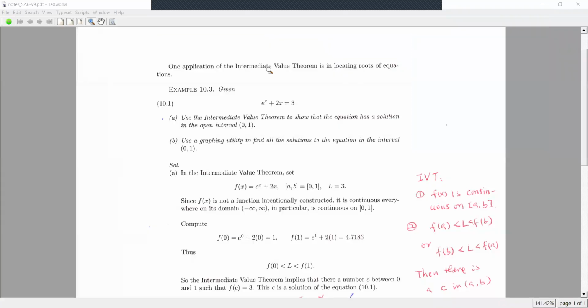One application of IVT is in locating roots of equations. Here is one example about how to do that. Given this equation, A, use IVT to show that this equation has a solution between 0 and 1. B, use a graphing utility to find all the solutions to the equation in this open interval.